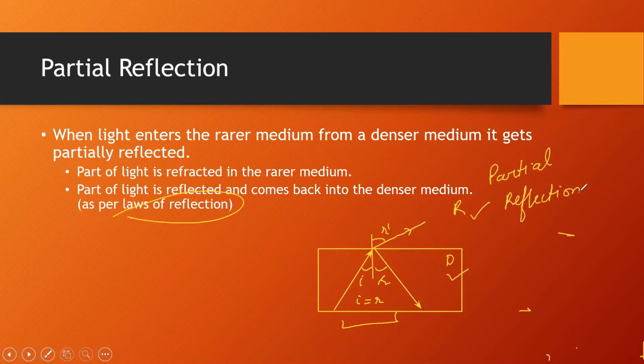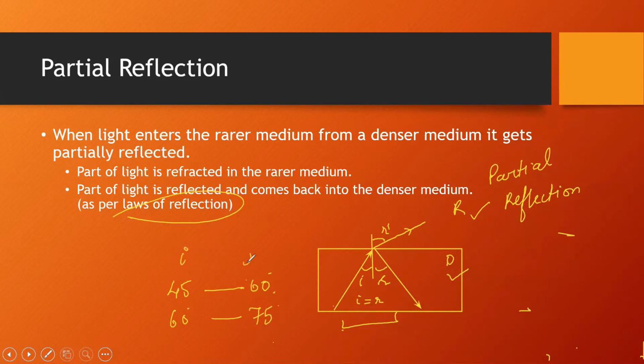Now, consider a situation. In this case, if you see, it is going from denser to rarer, so angle of refraction has to be more. So this R dash is greater than I, angle of incidence. For example, if the angle of incidence is 45, angle of refraction would be 60 degrees because it is moving away from the normal, right? Now, if I make this angle 60 degrees, this is only an example, my angle of refraction would be 75.